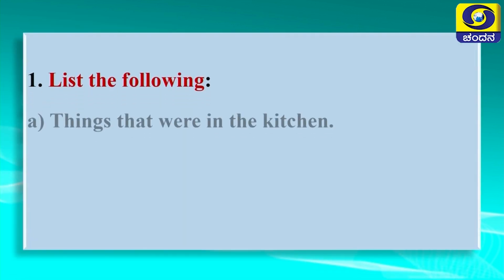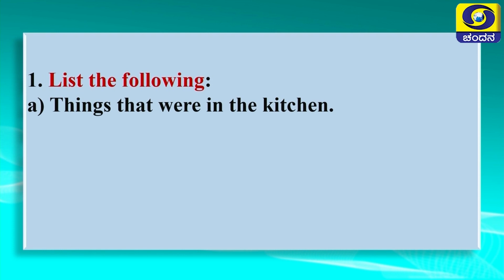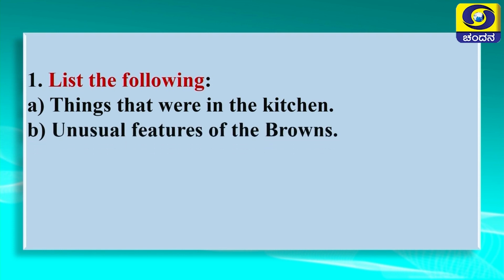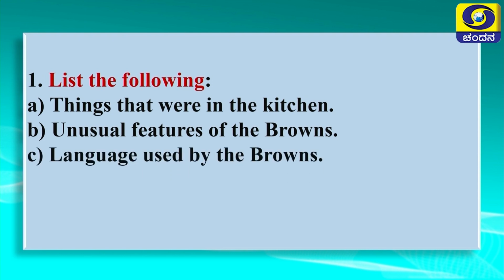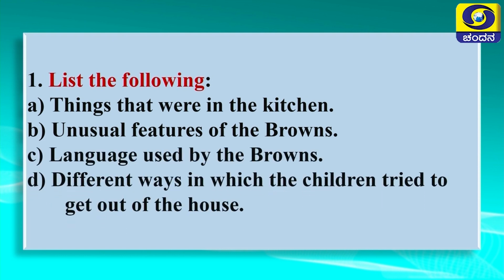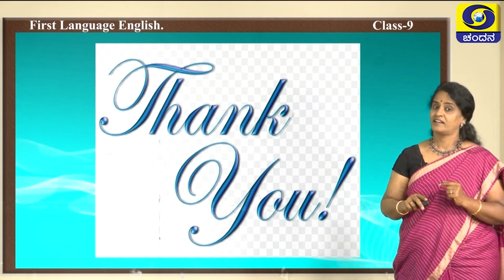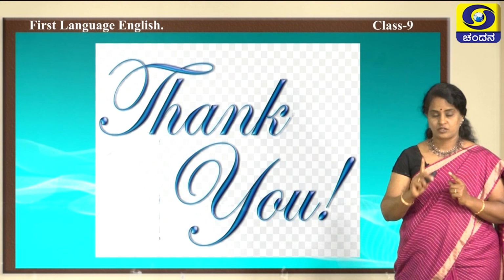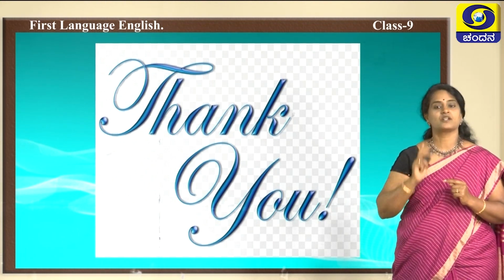And look at the next one, children. Yes, you have to list the following: things that were in the kitchen, unusual features of the Browns, language used by the Browns, different ways in which the children tried to get out of the house. Yes, children. Will you answer this? I want you all to answer the comprehension questions.